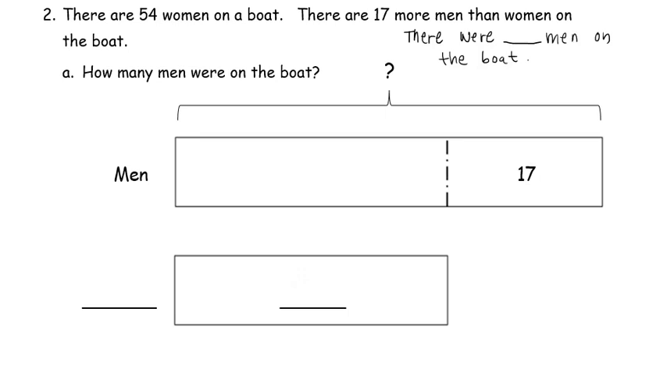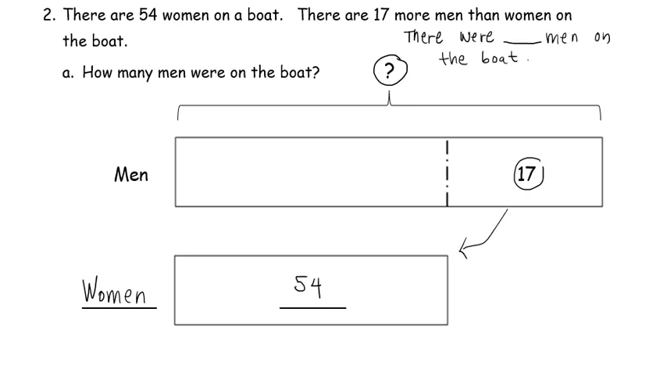So we can look at our 2 tapes and see that part of it has been filled in. We need to label our tape for the women though. So that's the bottom tape. So this will be women. And we know that there are 54 women on the boat. We don't know the number of men on the boat. And that's why we have a question mark. We do know that that number is 17 more than the number of women.